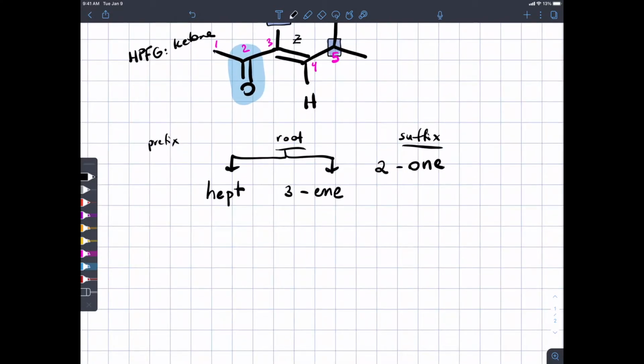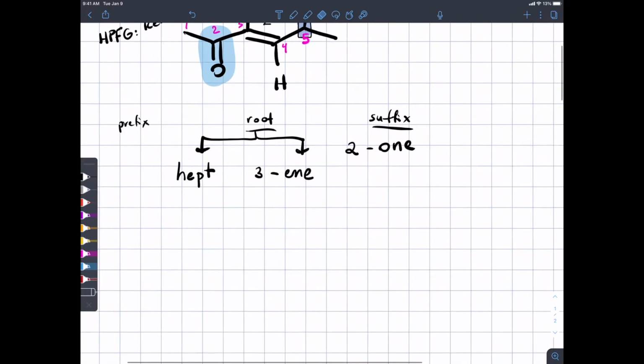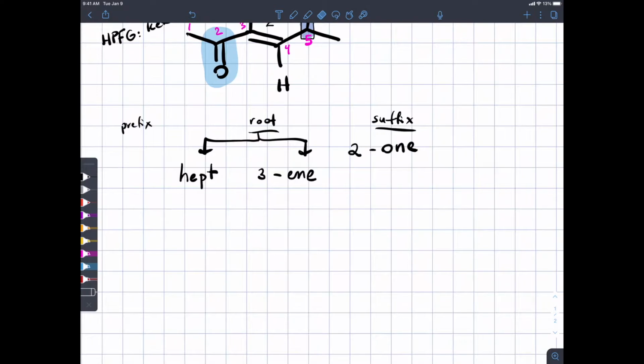It's not good enough to write 3,2-heptene-one because we're not exactly sure which one is 3 and which one is 2. So in this case, we have to just stop worrying about whether it's easy to pronounce and put the numbers immediately before the functional group that they refer to. So, yes?